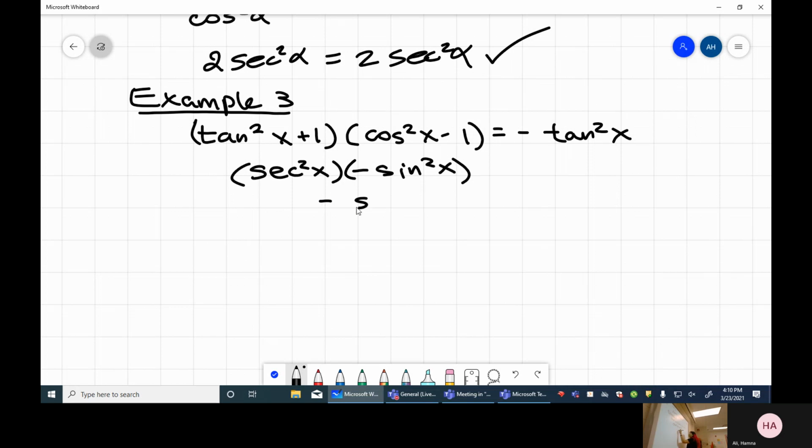We can use the fact that we have minus sine squared x, use our reciprocal identity to get cosine squared x in the denominator. And from there, we'll use our quotient identity, because we know sine over cosine is tangent. So sine squared over cosine squared is tangent squared, and we'll have tangent squared of x. And that is going to equal our right-hand side.